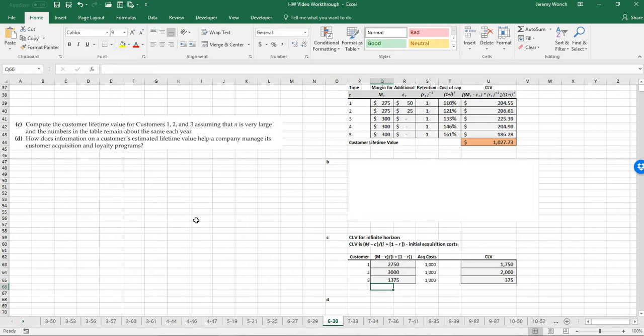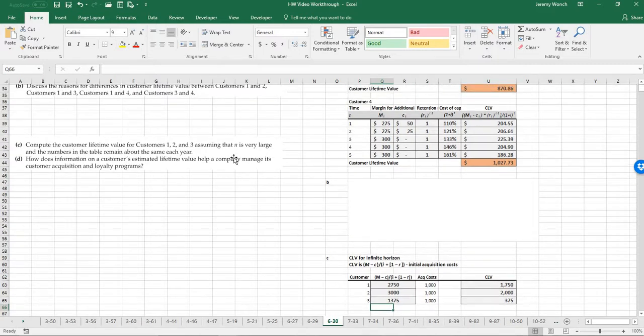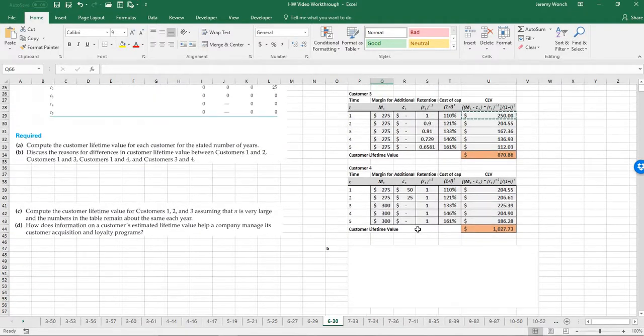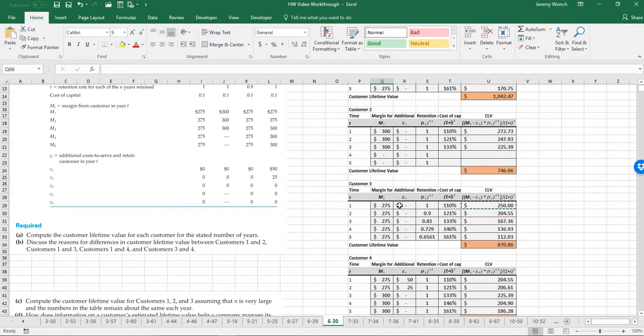Normally, because the cost to acquire a customer, like you can see in this case, is very high. So this scenario cost $1,000 to acquire a customer, but we're only looking at $275 to $300 profit per year. So since it costs so much, we want to retain those customers.